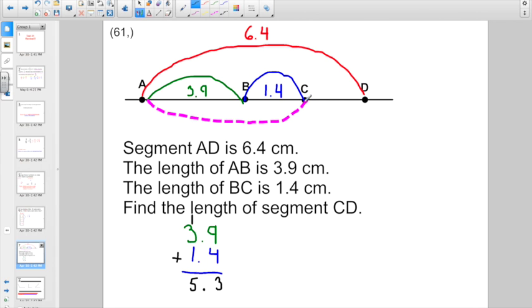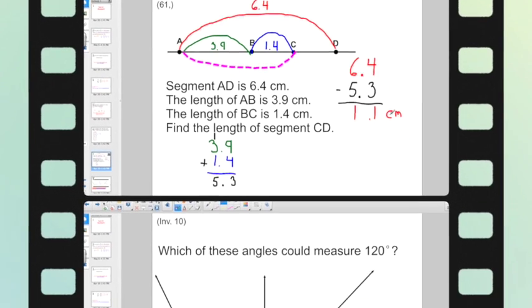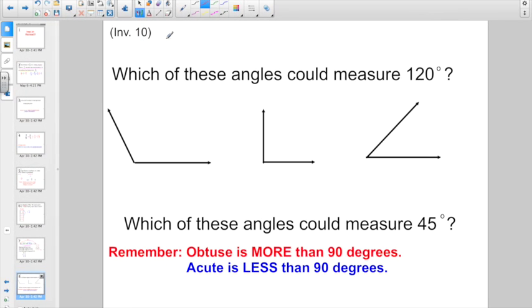But I'm not done yet. Now I got to take the whole length of segment AD, which one more time was 6 4/10. And let's go and subtract from it the length of segment AC, which we found out was 5 3/10. 6 4/10 for the whole segment of AD. Subtract down your combined lengths of AB and BC for a grand total of 1 1/10 of a centimeter.